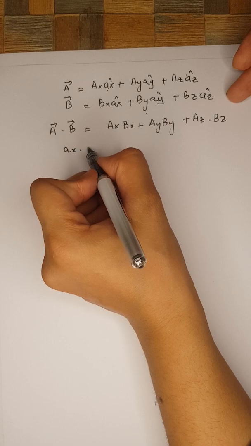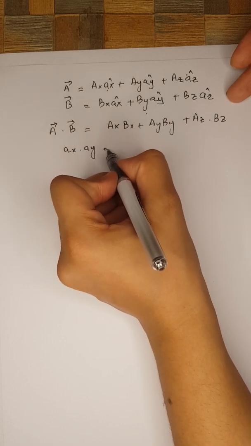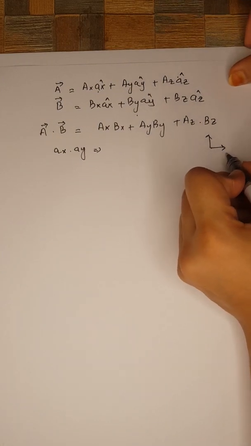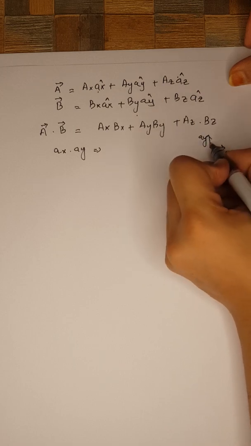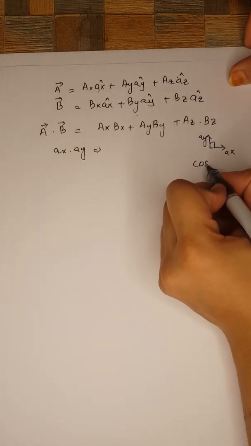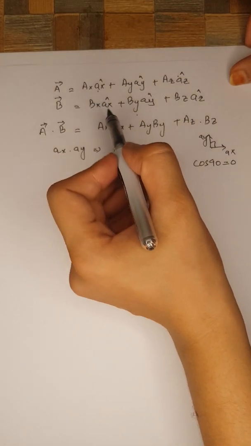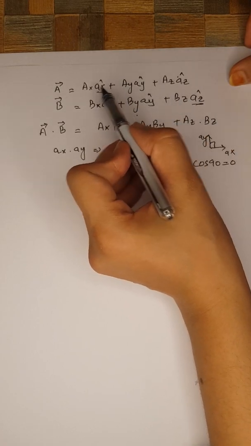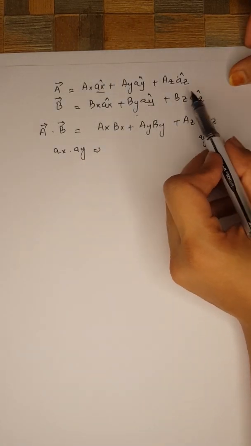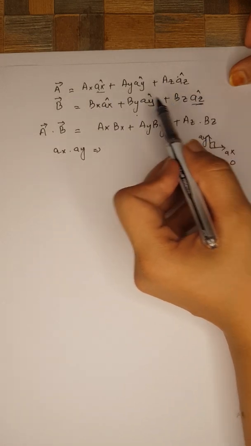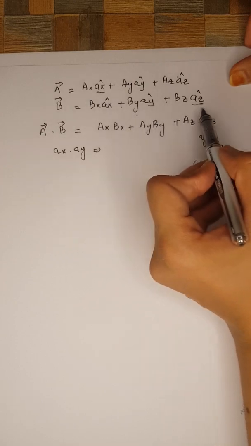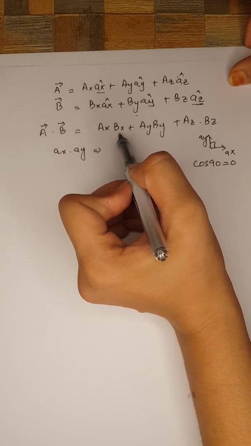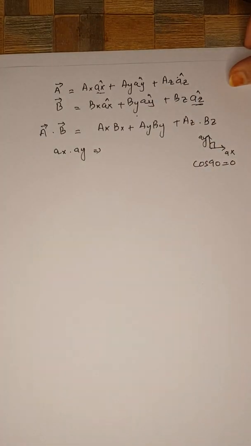Why? Because if you take the dot product of x-hat with y-hat, then the angle between the x-axis and the y-axis is equal to 90 degrees. So cos of 90 is equal to 0, and the resultant will be 0. Similarly, if you take the dot product of x-hat with z-hat, again there is a 90 degree angle present, so the resultant will also be equal to 0. So when you multiply the ax component with this whole vector b, you will get only the value of the component lying along the x-axis. Same is the case for the rest of the components.